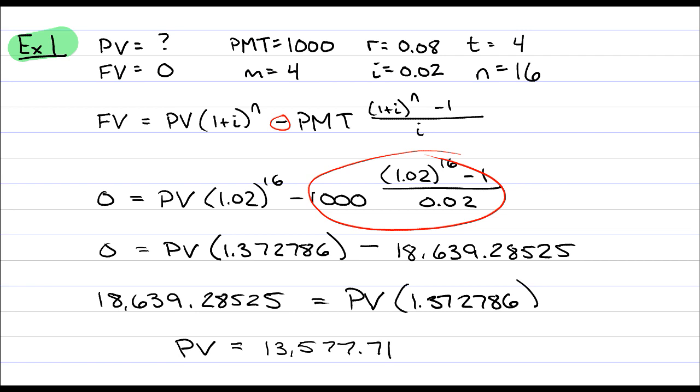$13,577.71. It's worth noting that even though the parents only put in approximately $13,600, Kelly is actually going to make 16 withdrawals of $1,000 apiece, so she's going to take out $16,000 total. The difference between those two numbers, $16,000 and the $13,600, would be the amount of interest that was earned on the account over the course of the 4 years.